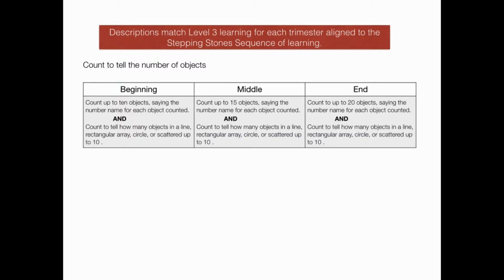Just as a notation, the descriptions on the learning targets match the level 3 learning for each trimester, and they are aligned to the Stepping Stones sequence of learning. For example, at the beginning of the year, to be proficient in kindergarten in the area of counting to tell the number of objects, a student would need to count up to 10 objects, saying the number name for each object counted. In the middle of the year, a student would need to count up to 15 objects. By the end of the year, a student would need to count up to 20 objects.